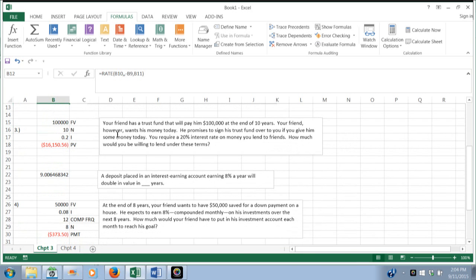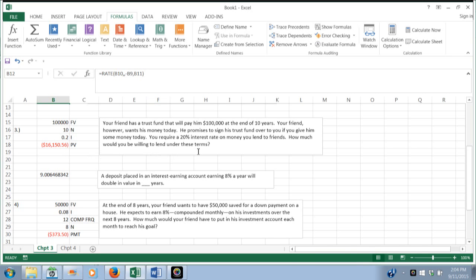For number 3, your friend has a trust fund that's going to pay him $100,000 at the end of 10 years. Your friend, however, wants his money today. He promises to sign his trust fund over to you if you give him some money today. So how much are you going to give him? Well, you're going to require a 20% interest rate on the money you lend.